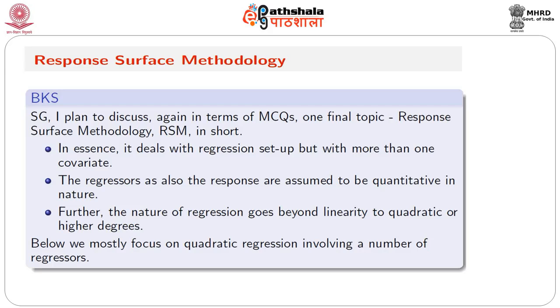Further, the nature of regression goes beyond linearity to quadratic or higher degrees. Normally in our undergraduate course we learn about linear regression, quadratic regression, etc. But that involves only one regressor: alpha plus beta x, alpha plus beta x plus gamma x square, etc. But here we are talking about more than one regressor simultaneously acting on the response, and the regressors may have degree beyond the linear. Okay, so we mostly focus on quadratic regression involving a number of regressors in this setup.